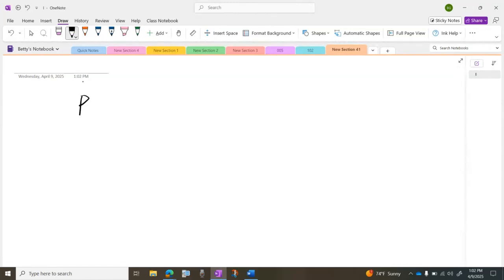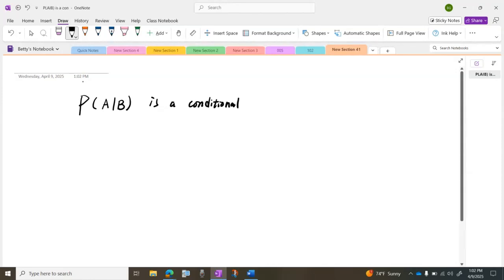P of A given B is a conditional probability. It is a probability, but the probability has a condition. So we call this probability a conditional probability.